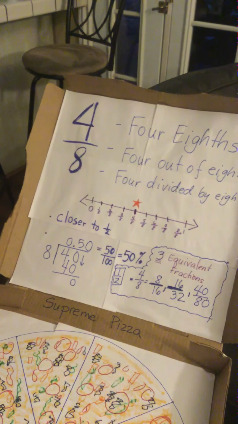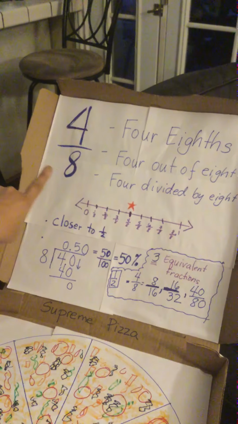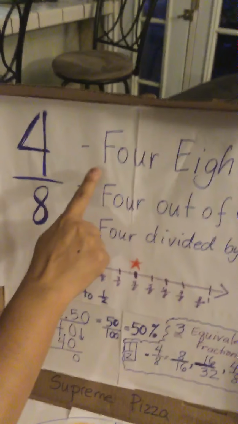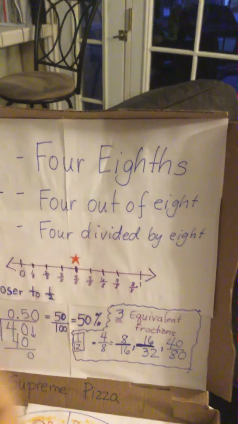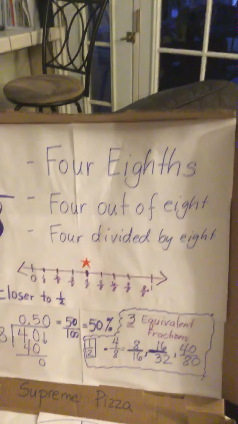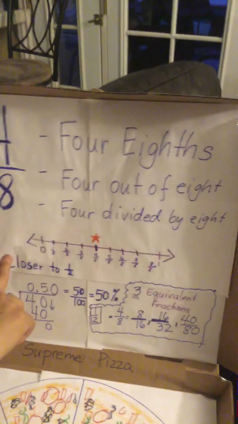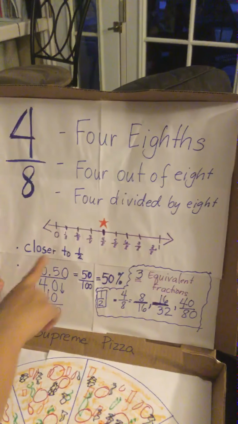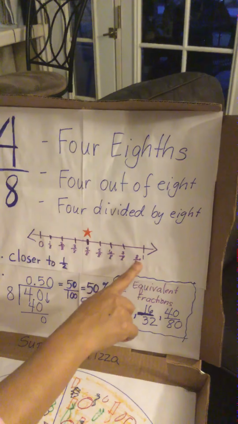So I did an example. It's 4/8. And if you can see, I did the word name, 4/8, and then 4 out of 8, and then 4 divided by 8, right? So these are our three in words. Then you have your number line. Make sure you label it. I label it from 0 to 1/8 to 8/8, which is 1 whole.